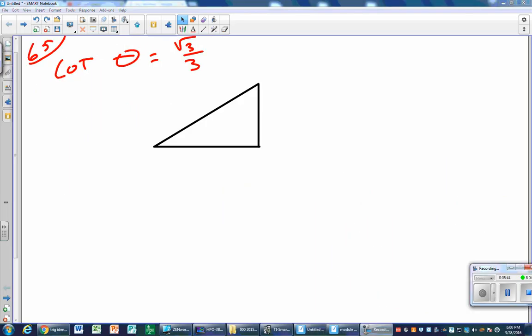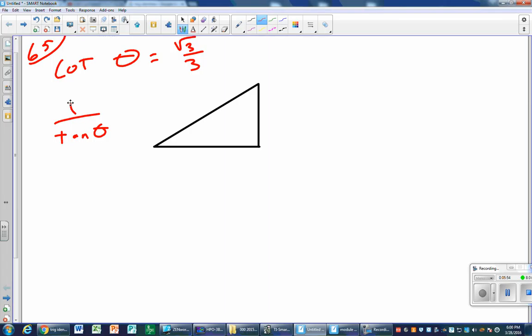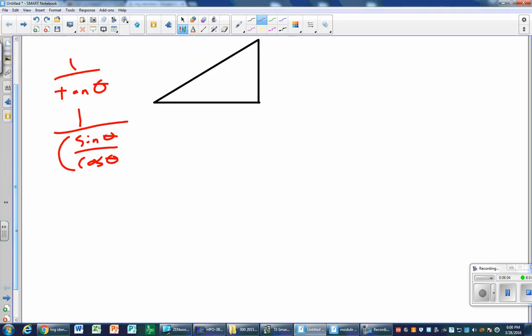Let's look at another problem. Number 65, the cotangent of theta equals the square root of 3 over 3. Remember that the cotangent is 1 over tan, and tangent is sine over cosine. And when we have a nested fraction like this, we want to multiply by the reciprocal, and it's fantastic that that's a 1. So we all know that this is cosine theta over sine theta.